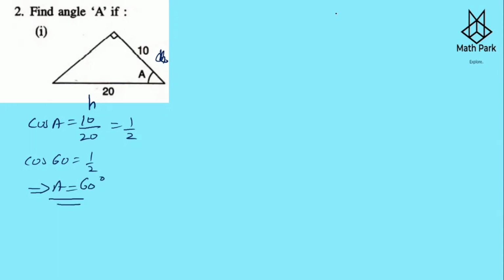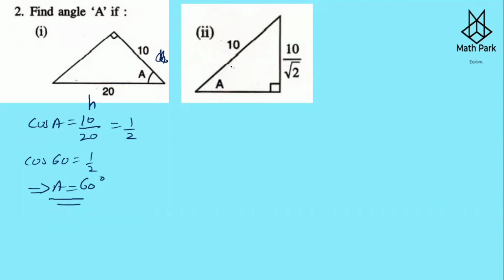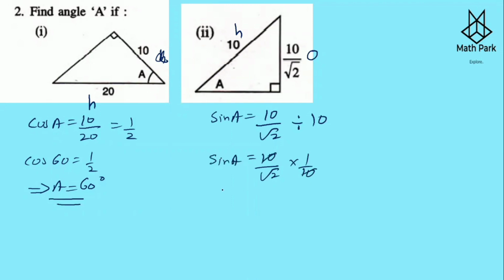Got it? With respect to angle A, this is opposite side and this is your hypotenuse because opposite to 90 is the hypotenuse. So opposite and hypotenuse, again we will be using the sine ratio. Sine of A is the opposite side, which is 10 upon root 2, divided by hypotenuse, which is 10. So this is equal to 10 upon root 2 into 1 by 10, which is 1 upon root 2. So sine A is equal to 1 upon root 2. We know that sine 45 is equal to 1 upon root 2. So this implies A is equal to 45 degrees.